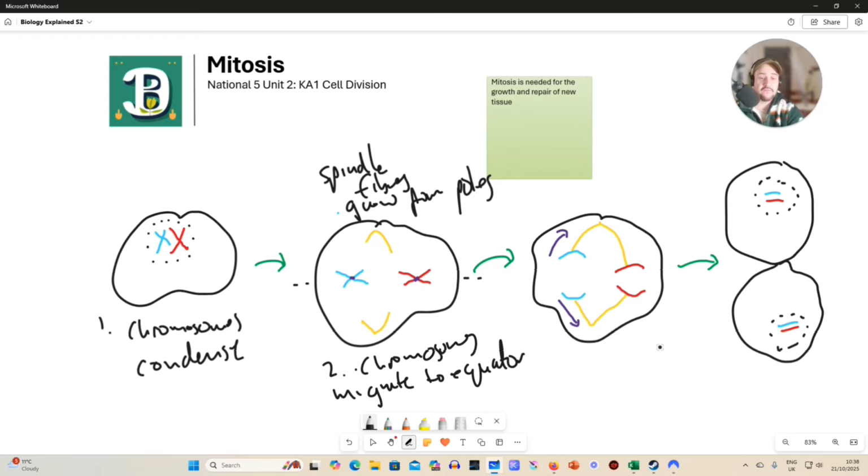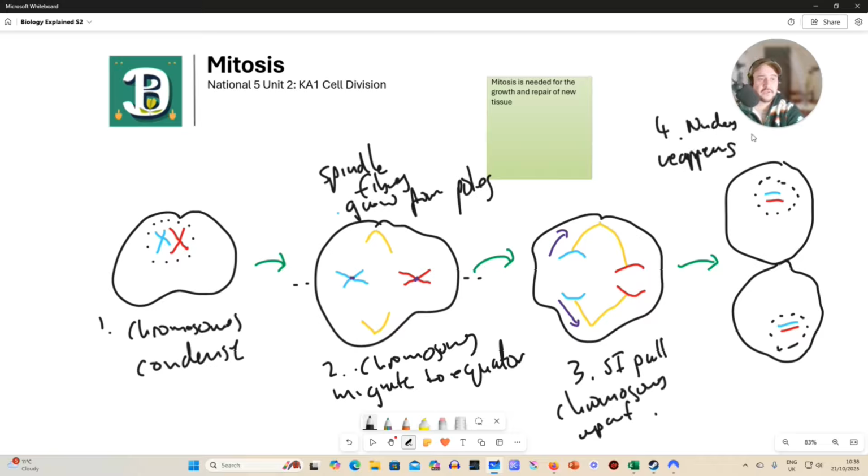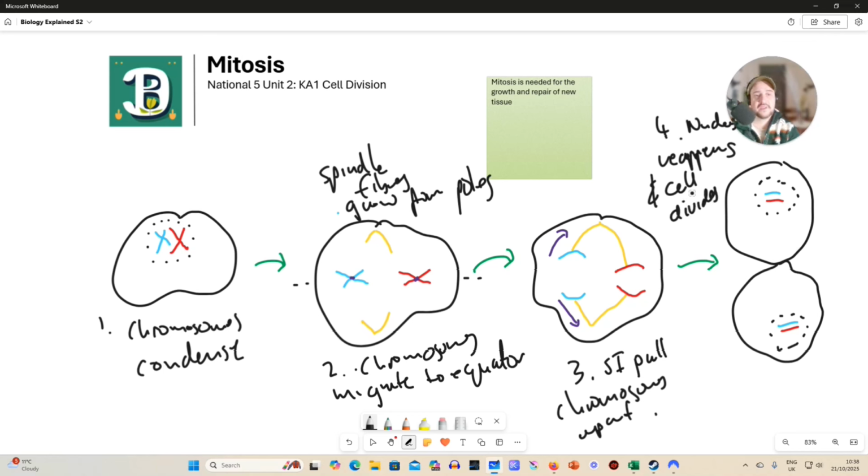Okay, in our third step, the spindle fibers, I'm just going to do SS for short, will pull the chromosomes apart. Okay, and in the fourth step, the nucleus reappears, and the cell divides. Okay, and there you go. You've got yourself your two daughter cells that are identical to each other and identical to the parent cell.